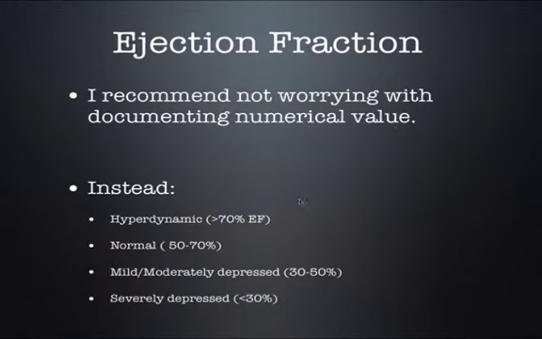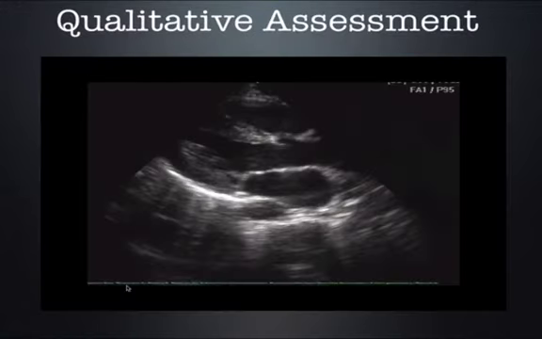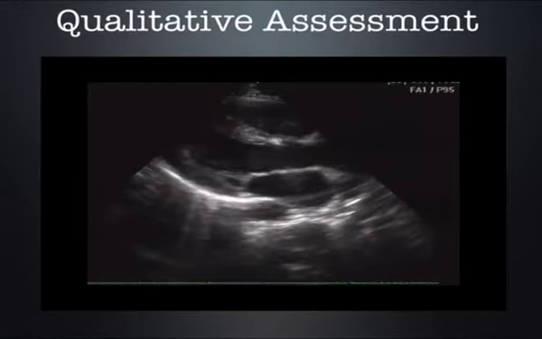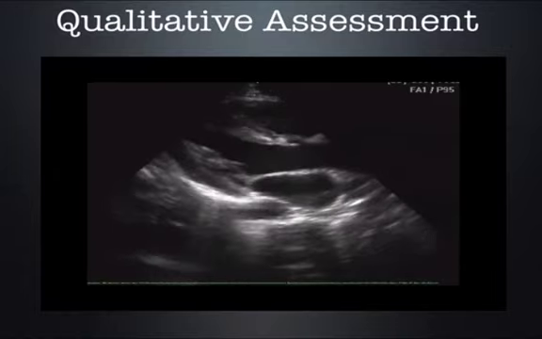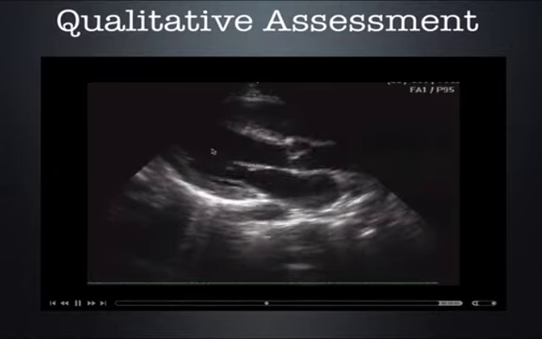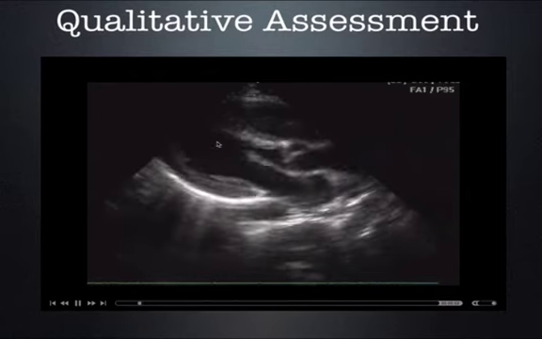So here you can see what I've listed. Hyperdynamic would be 70% ejection fraction or better. Normal would be 50 to 70%. Mild to moderately depressed would be 30 to 50%. And severely depressed would be less than 30%. Again, the values we really care about are hyperdynamic and severely depressed. So let's do a qualitative assessment on this patient. And how do we do it? Well, what you're looking at is the difference between your end diastolic volume and your end systolic volume.